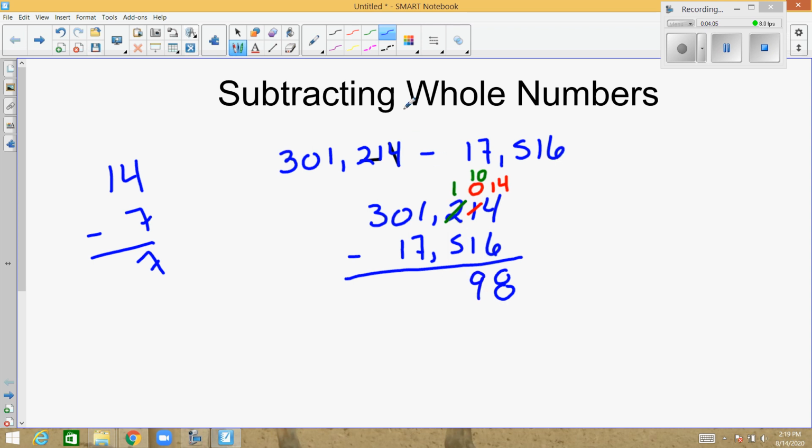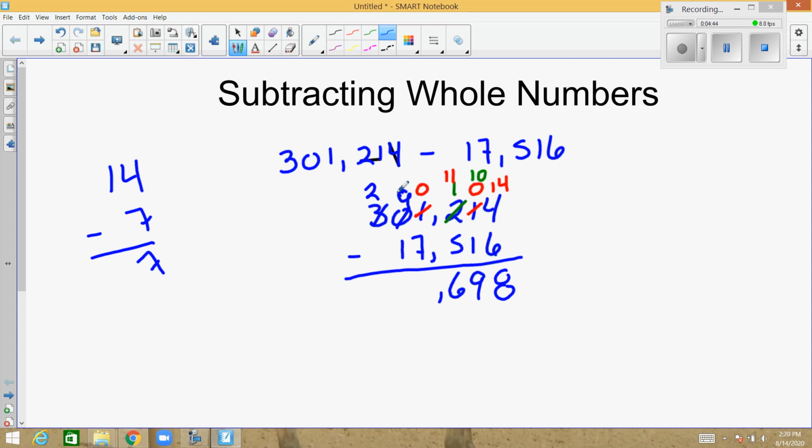Cannot subtract 5 from 1. So the 1 here goes down to 0. This guy gets 10 added to it, which makes it 11. 5 from 11 becomes 6. Cannot do that guy. So this guy, which was actually 10, becomes, well, 9. Why does it become 9? Well, it really doesn't. I have to go all the way over to here to help out this time.